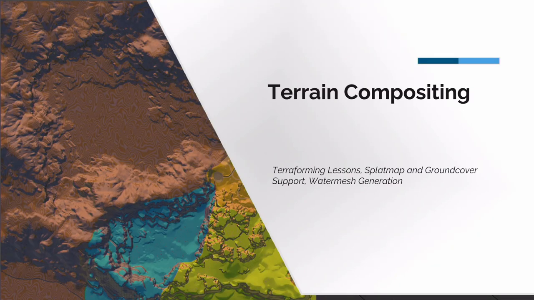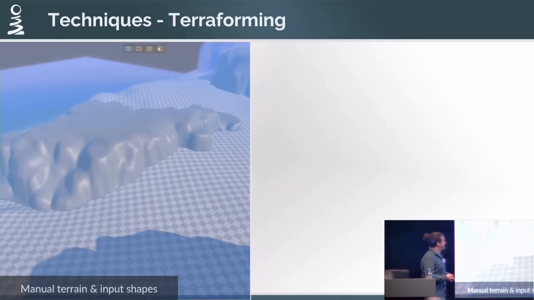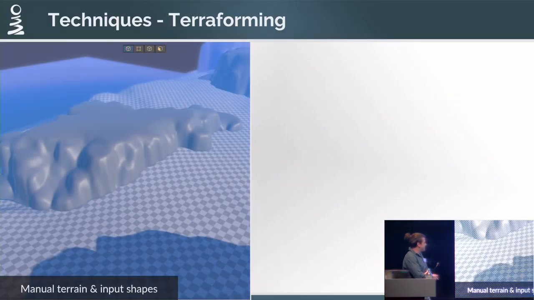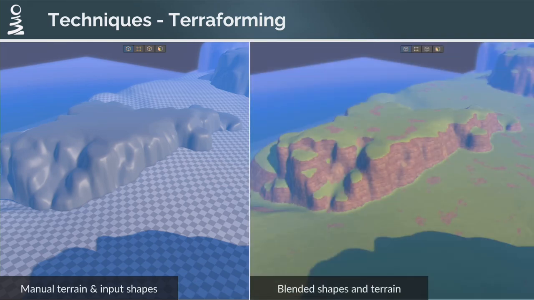In terms of terrain compositing, I want to cover some terraforming lessons that I learned the hard way, my process for splat map and ground cover support, and a bit about water mesh generation, which is mainly a hack that I used to get it going. So the problem here is how do we get from the same manual terrain inputs into something that is a bit blended into the terrain, because we have a manual terrain and shapes that need to integrate with each other.